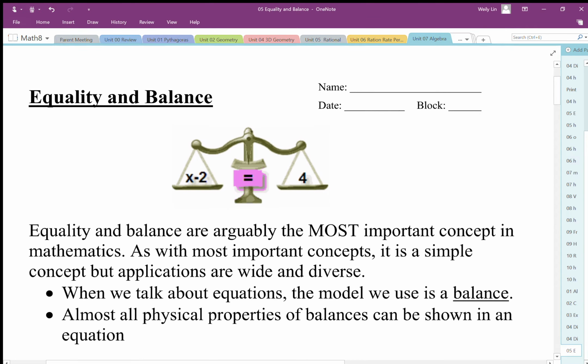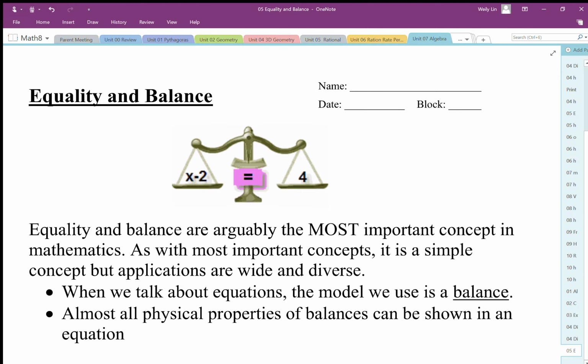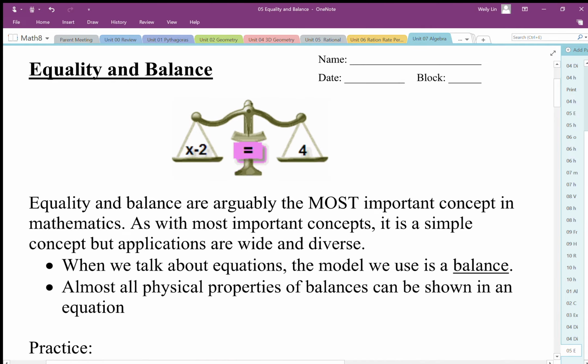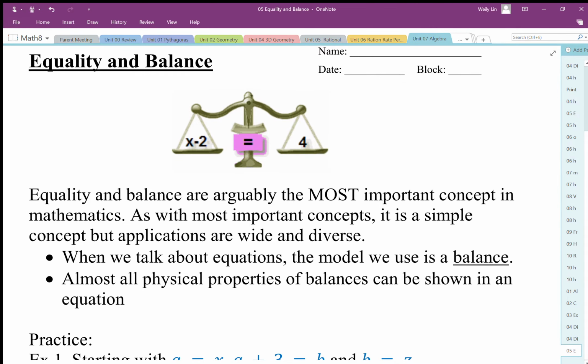In math, equality and balance is one of the most important concepts that we can have. It's one of the things that we always have to keep in mind and always have to observe. When we talk about equations, the model that we're going to use is balance. So we're going to have a left side of the balance and a right side of the balance. And we're going to have to show that the left side and right side start balanced and stay balanced. And that's really important. Most of the physical properties that balances have are shown algebraically.